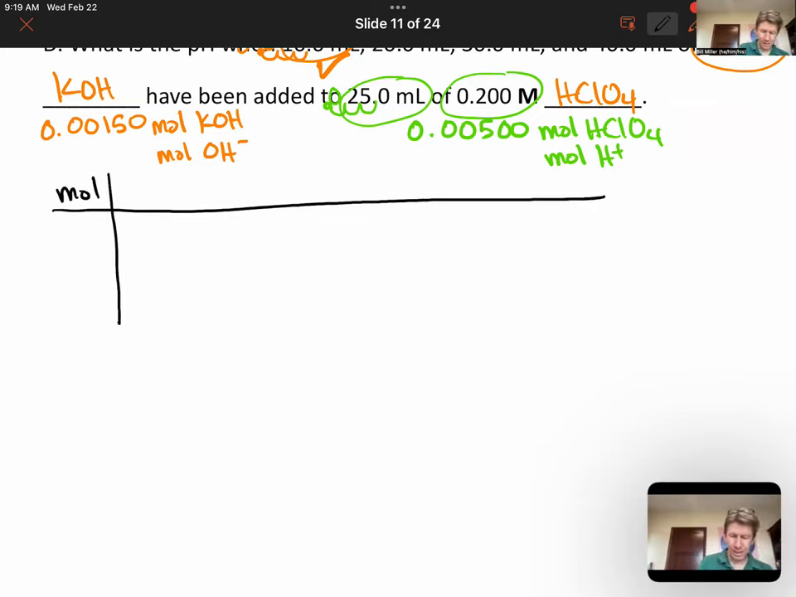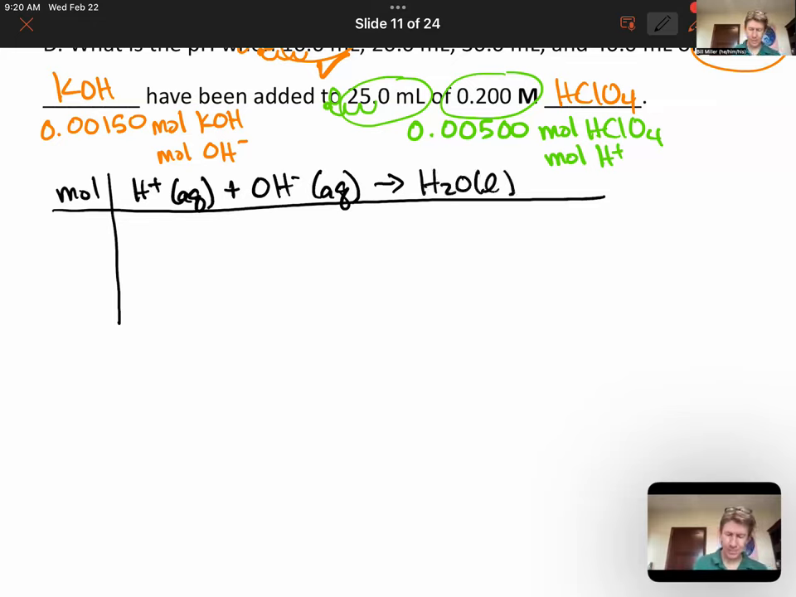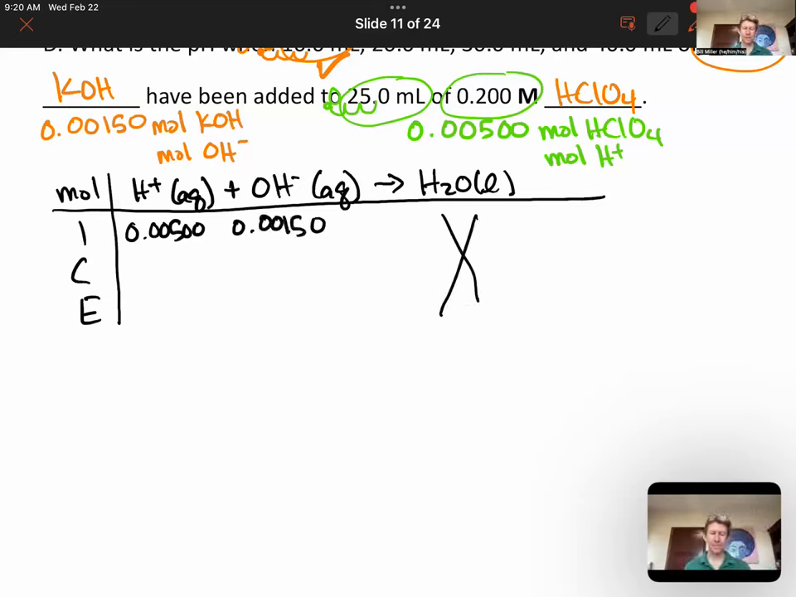And we've got H plus, and you could do this with the full acid and base too, but what I like to do is set up my mole ICE tables with reactions that I know the Kc for, and this one we just did. So I've got ICE, I've got 0.00500, 0.00150, and a liquid. And this is a mole ICE table for a reaction that goes to completion.